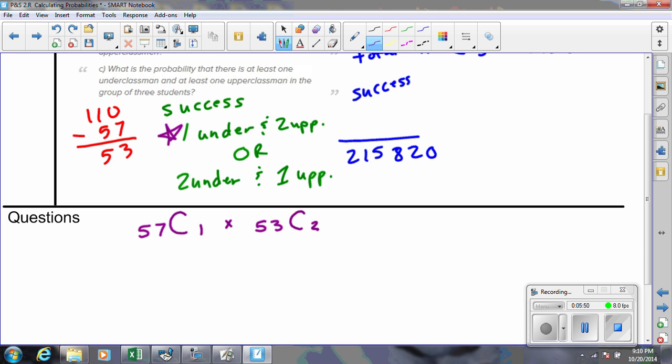If we put this into our calculator to get the number of ways that we could have one underclassman and two upperclassmen picked at the exact same time, grab your calculator, start crunching the numbers, and you would obtain 78,546 ways to get one underclassman and two upperclassmen.